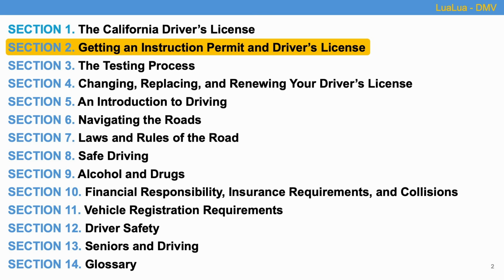Section 2. Getting an instruction permit and driver's license. If you do not have a driver's license from California or another state, you must apply for an instruction permit before taking the behind-the-wheel drive test to get your driver's license. What you need. To apply for an instruction permit or driver's license, you must provide proof of identity, proving who you are. 2 proofs of residency, proving you live in California, exceptions may apply.